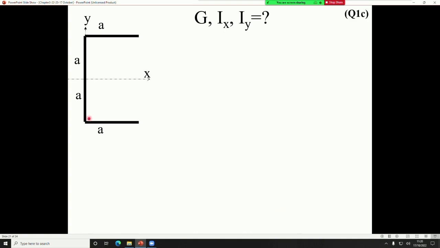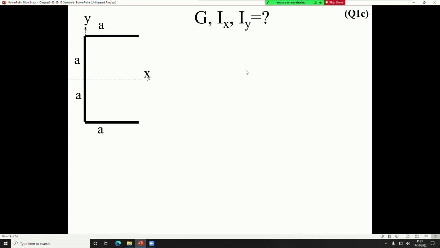here and there. Now I'm going to find the position of its centroid, center of gravity, and the second moment of area with respect to x and y axis. And look at this diagram. X and y axis are not both of them the central axis of this section. Only one of them is. However, that is a requirement of the question.